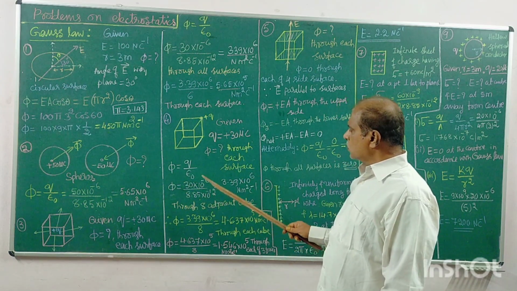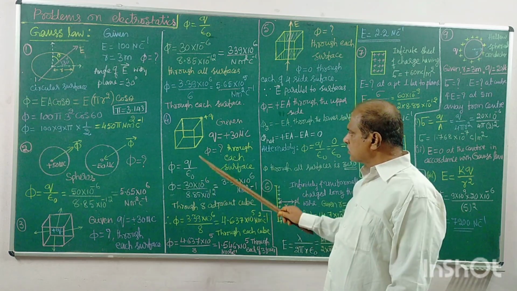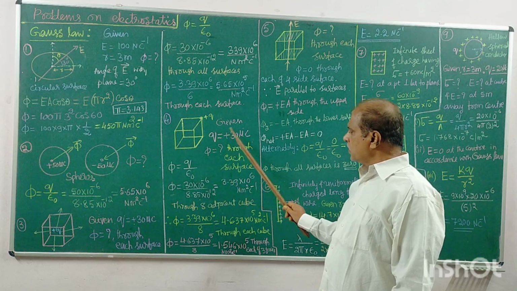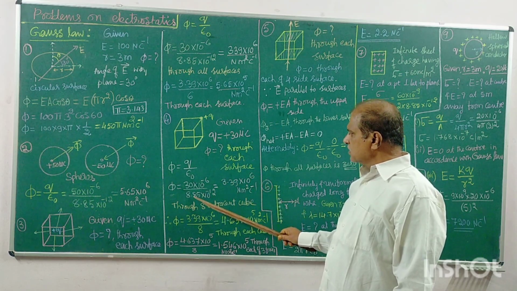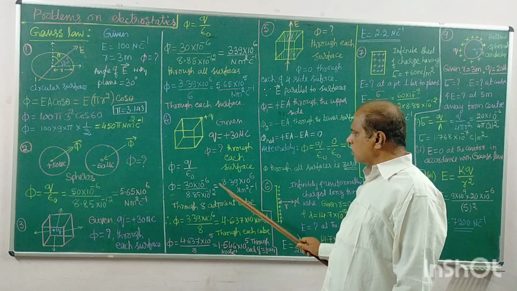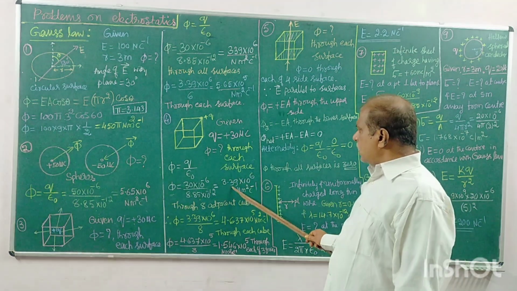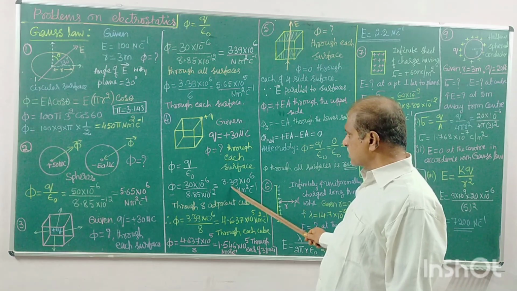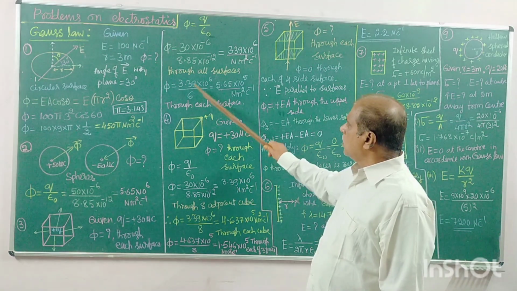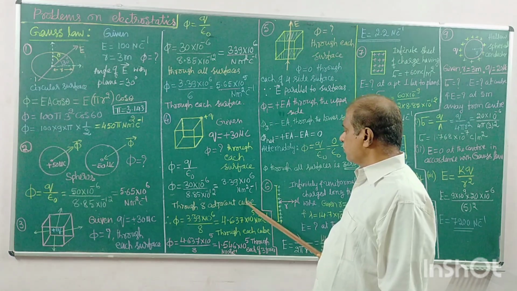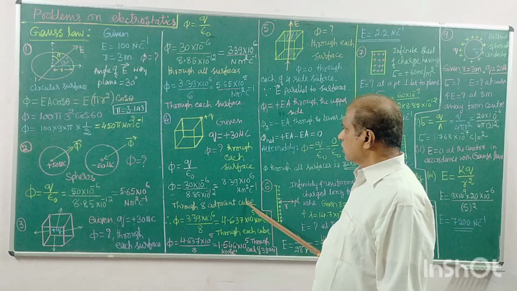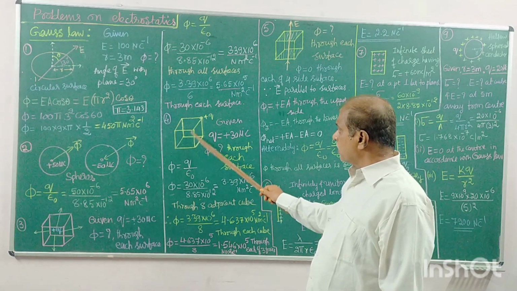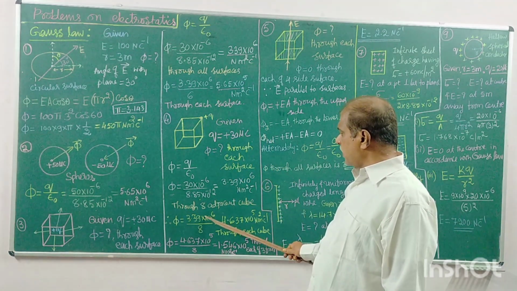So total flux of that enclosure is Q divided by epsilon naught. The Q value is given. Substitute for Q, and that is epsilon naught. You get this value. This value is the total flux. It is the total amount of flux passing through all the 8 adjacent cubes. But we have to calculate the flux with respect to only 1 cube. There are 8 cubes. Divide this value by 8.